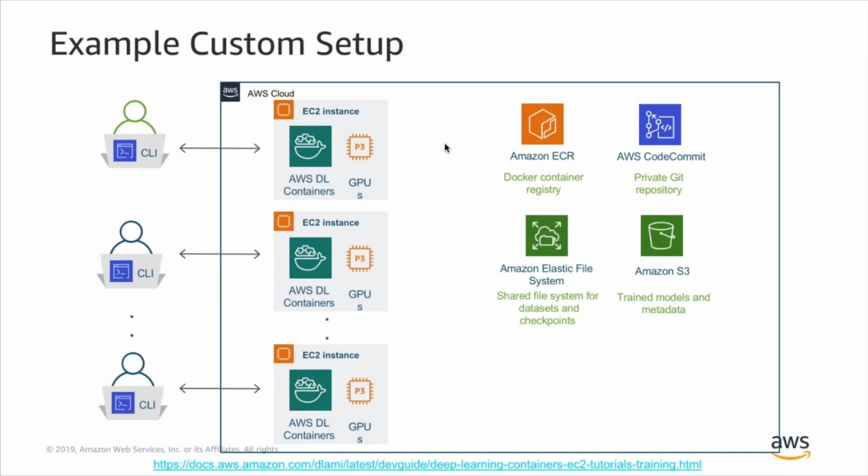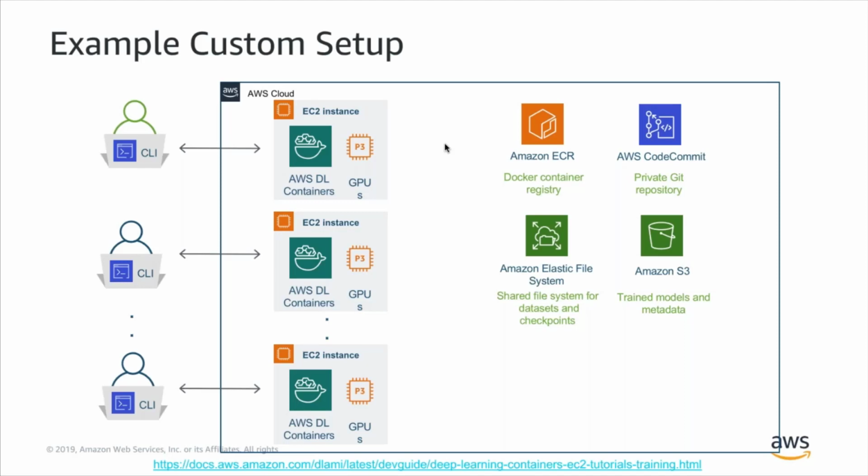So now that we understand what deep learning container images are available, and we know how to get deep learning container images, and we've looked inside specific Docker images to see what libraries and software is included, let's look at some example custom setups. In this first setup, deep learning container images are deployed on a single EC2 instance that you manage, and we'll review this type of setup in our demo.